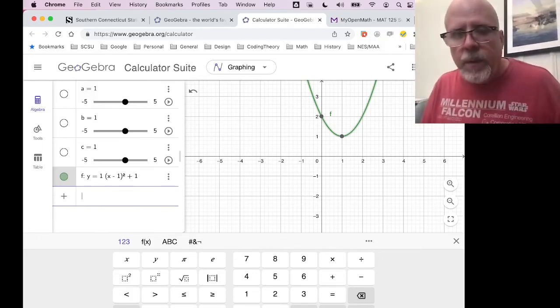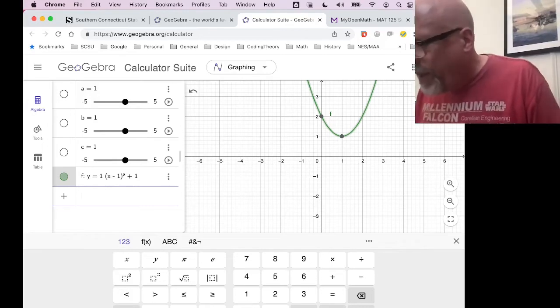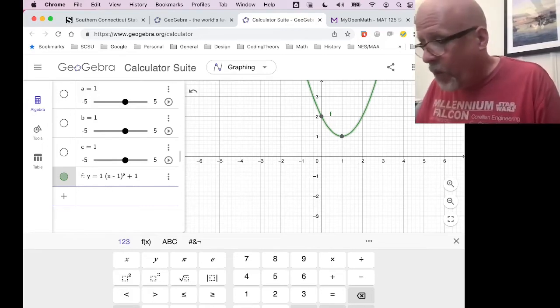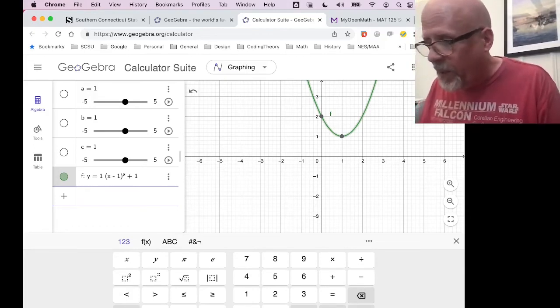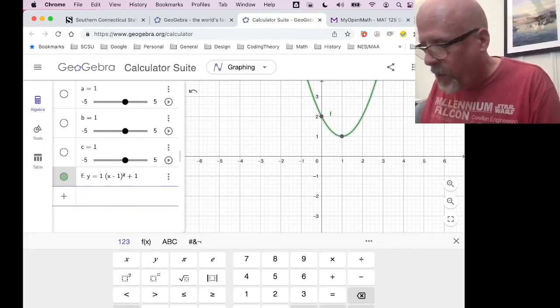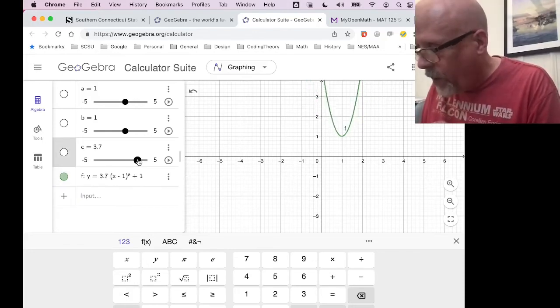I think I'm back to talking to you. That's a little bit weird. It just really didn't like using a capital A for that. So I used A and B are the coordinates of the point, and the C is the number that's out front. If I make C bigger, look what it does.